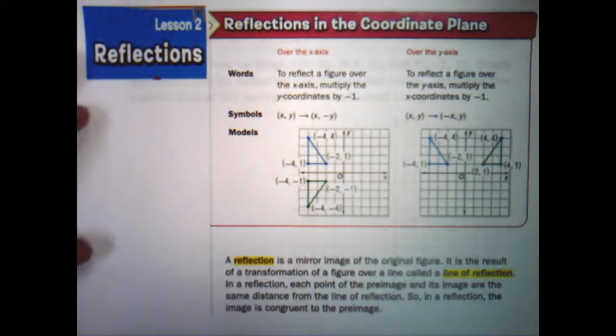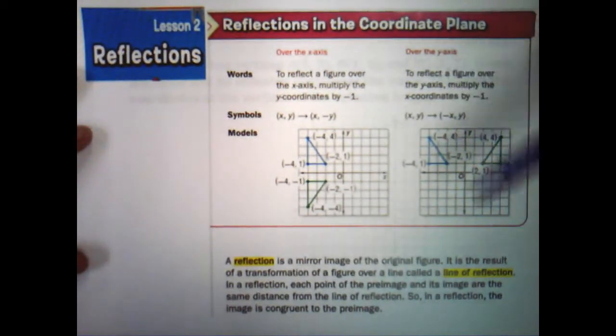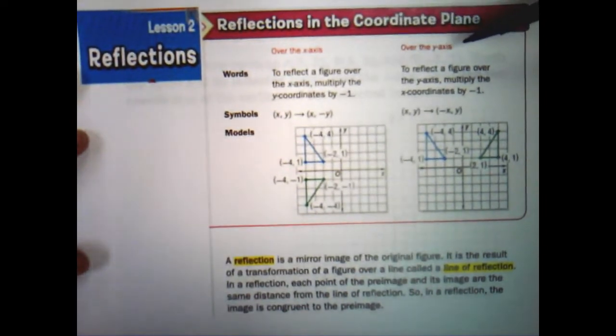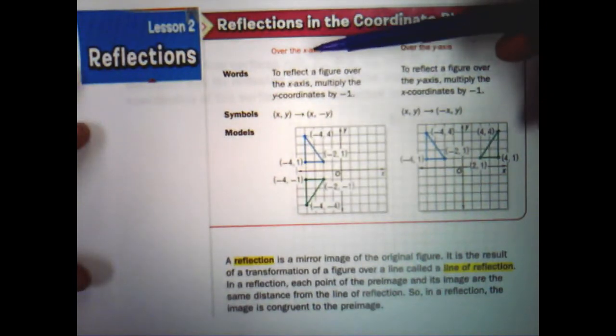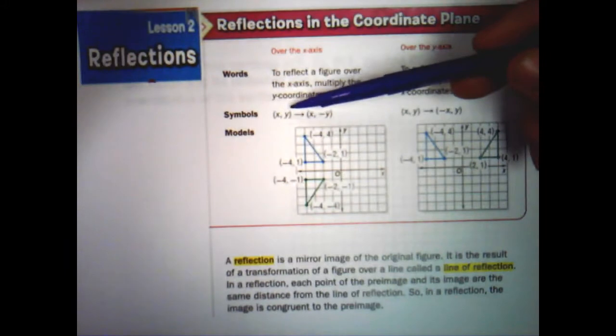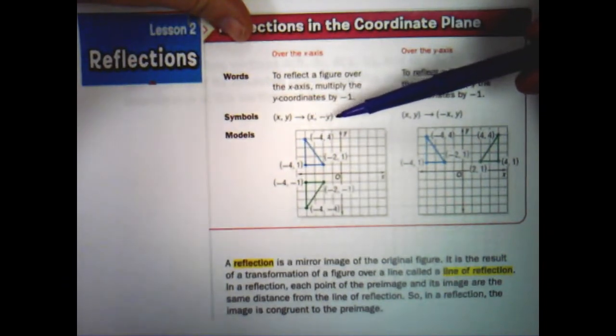The two most common lines of reflection that we will see, or what we're flipping it over, are going to be the x-axis and the y-axis. And depending on which one we're flipping over determines what our action is. So here, in words, it says to reflect a figure over the x-axis, multiply the y-coordinates by -1. In our transformation notation, we go (x, y) to (x, -y).